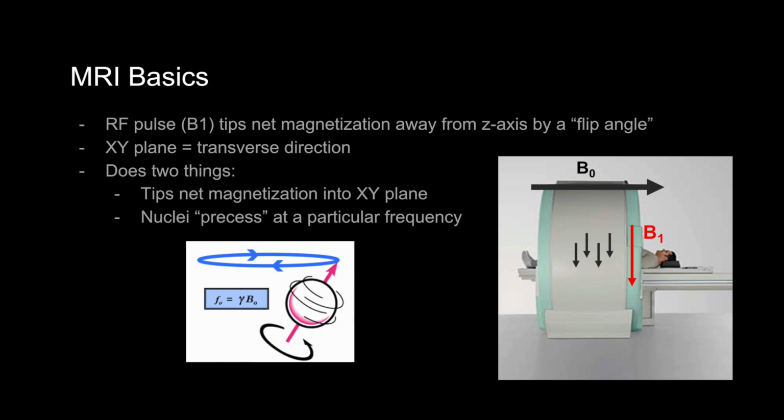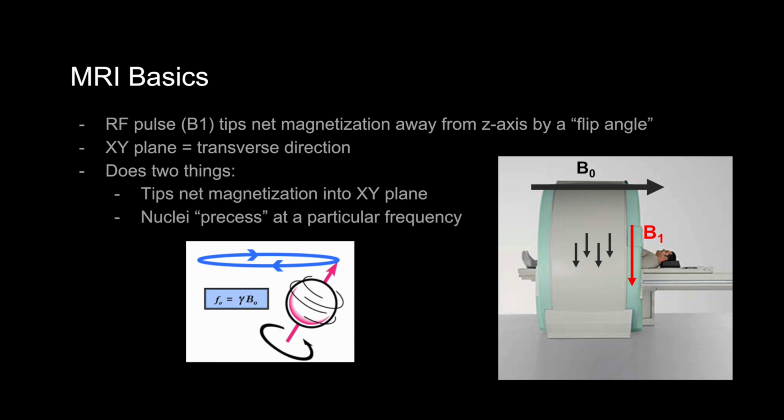Another important point to realize is that we generally detect MRI signal in the xy plane with a coil, essentially a coil of wires. We know from basic physics that if we put any coil of wires in a varying magnetic field, this is going to create a measurable current in the coil.